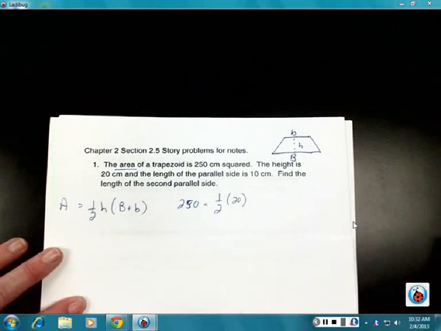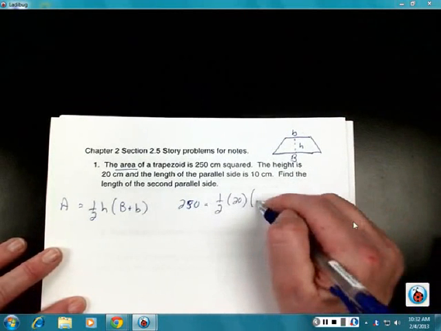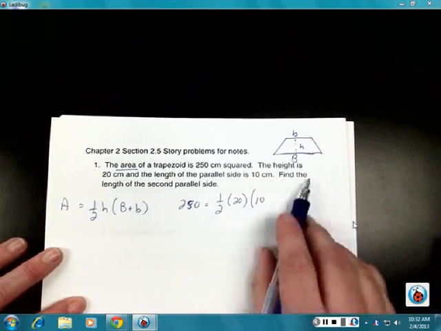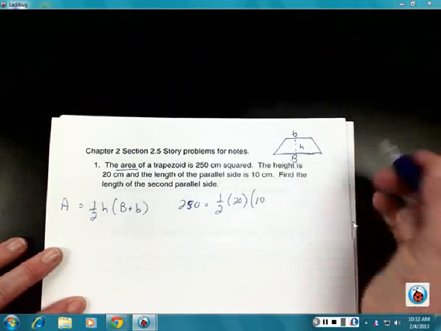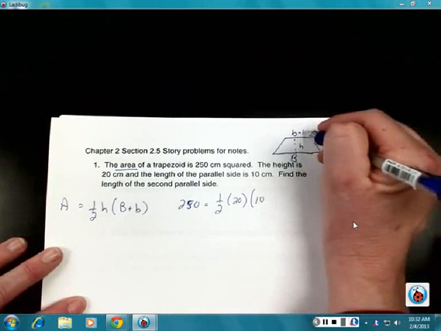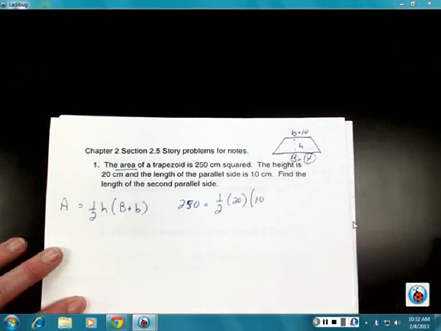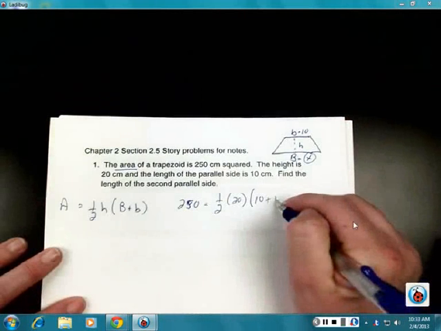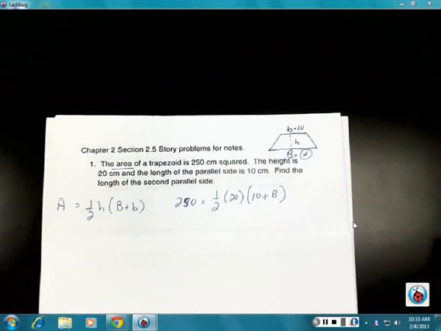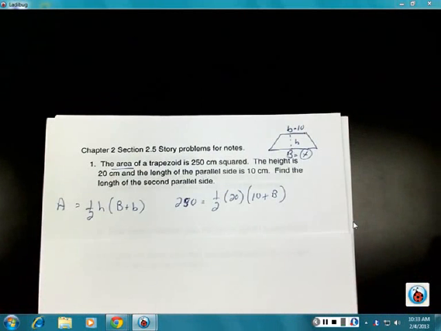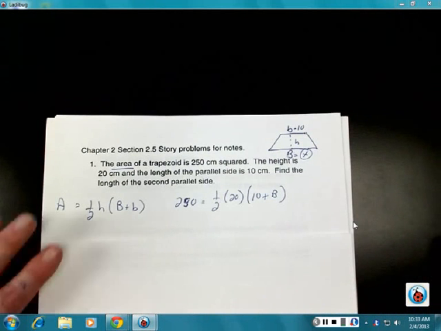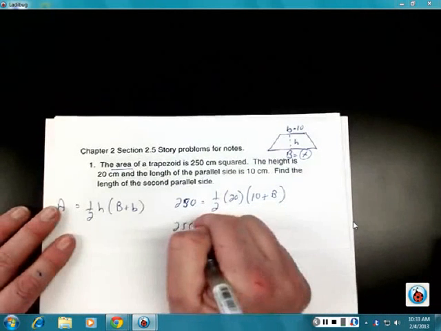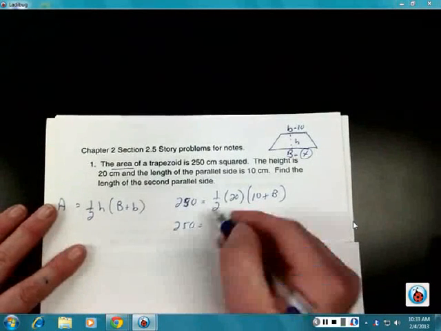And so where does this 10 go? Well, the 10 goes inside my problem. It says find the length of the second parallel side. So if I know this side is 10, I need to find that big side, right? If we find the big side, it's got to just be a b or a variable that happens to fit in there. We okay with that part? Everybody got that? Okay. So, what comes out of this? Well, I have 250 on this side. What's 1/2 times 20? 10.